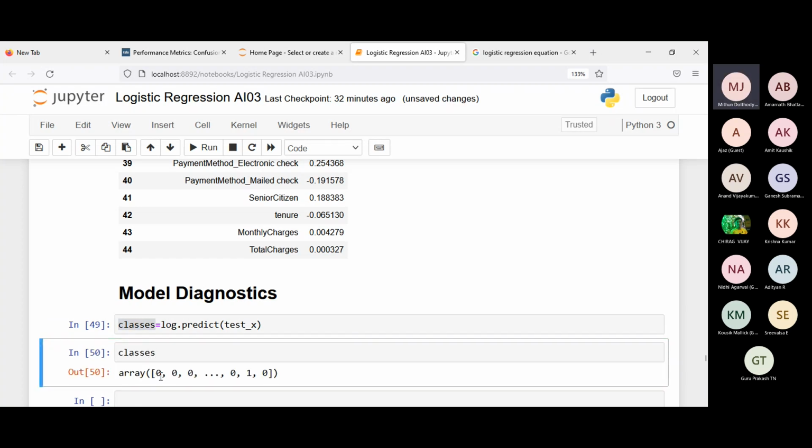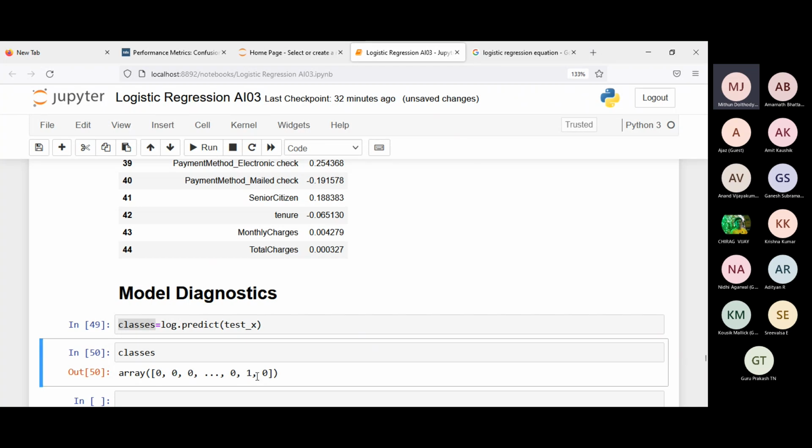Here, 0, 0, 0. I think the first two classes have been correctly classified, because from the Excel sheet I remember the first two classes are no, and the model is also predicting 0. The third class has been misclassified, because if I remember correctly it is a churner, but my model is saying that it is a non-churner.